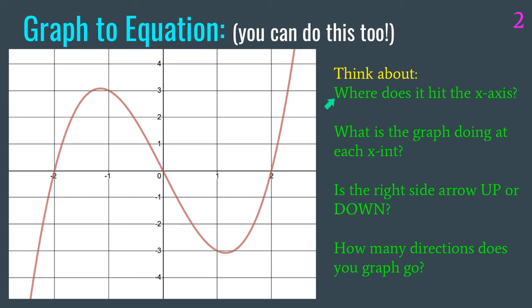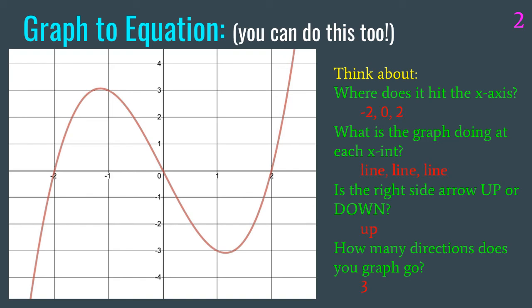Where does it hit the x-axis? What is it doing? Is the last arrow up or down? How many directions does it go? So you can see -2, 0, watch out for that, and then +2. And it's a line through there, a line through there, and a line through there. And this is positive over here on this side.